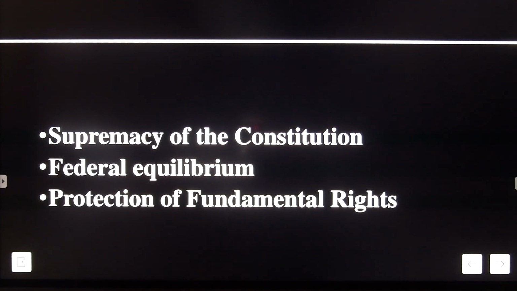What is the importance of judicial review? Judicial review is very important to uphold the supremacy of the Constitution. It is also important to maintain federal equilibrium, that is, to maintain the balance between the center and the states. Judicial review is also very important to protect the enforcement of fundamental rights. It protects the fundamental rights of the citizens.